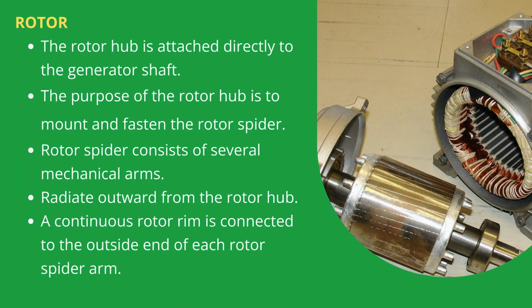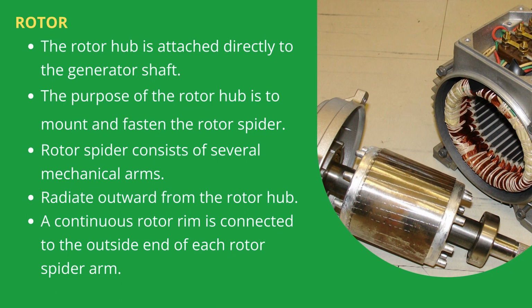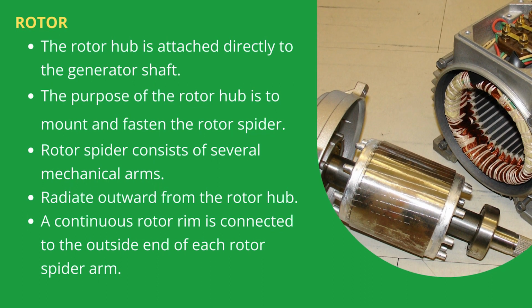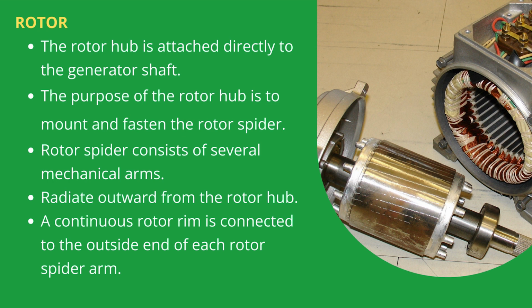Now let us have a look at the rotor structure. The rotor hub is attached directly to the generator shaft. The purpose of the rotor hub is to mount and fasten the rotor spider. The rotor spider consists of several mechanical arms that radiate outwards from the rotor hub. In physically large generators, the rotor consists of individual steel sheets stacked and bolted together to provide a continuous outside rotor perimeter to which the rotor poles are fastened. Then we have the shaft, which is common to the generator and the turbine unit.